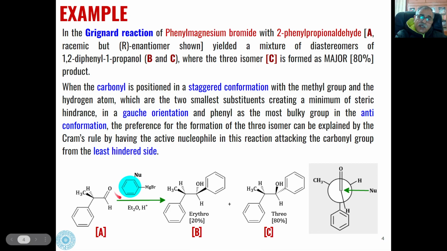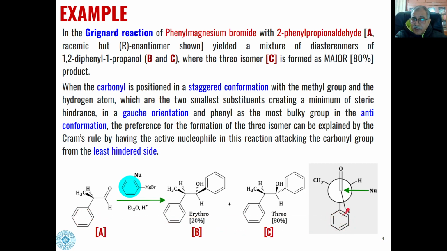And we know in case of Grignard reagent, the phenyl group is the negative part, or we can say the nucleophile, which will attack the carbonyl group. So this nucleophile, if you see the conformation, the R group present on the carbonyl here is hydrogen in case of aldehydes, and this is eclipsed with the larger group which is present at the alpha carbon, and the largest group present on the alpha carbon is phenyl group.